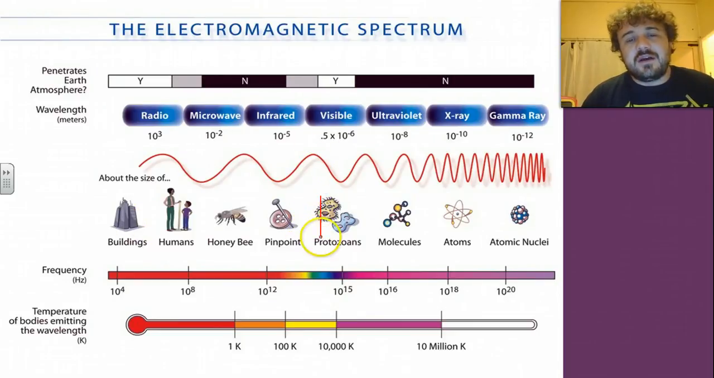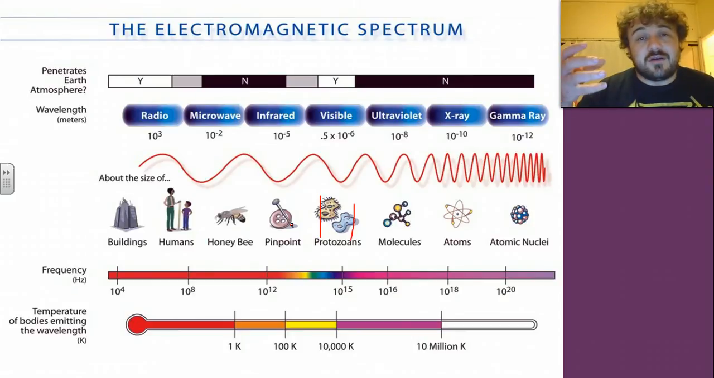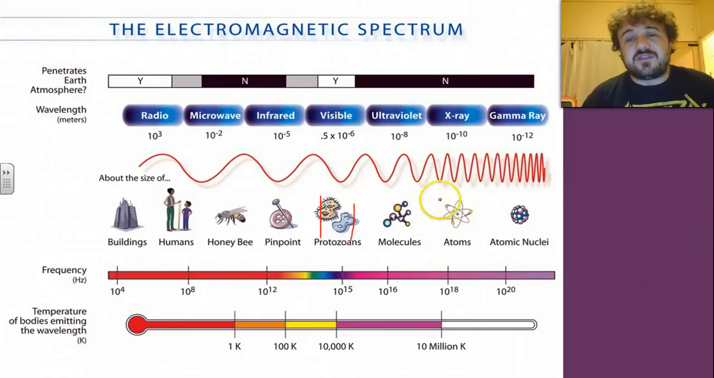And if visible light is the size of protozoans, that's why we can see it, because it's also the size of our eye cells. Our eye cells are so small, but they're roughly the same range as the visible light waves. We've got ultraviolet, which is smaller, X-ray, and gamma radiation, or gamma rays, which are the smallest.